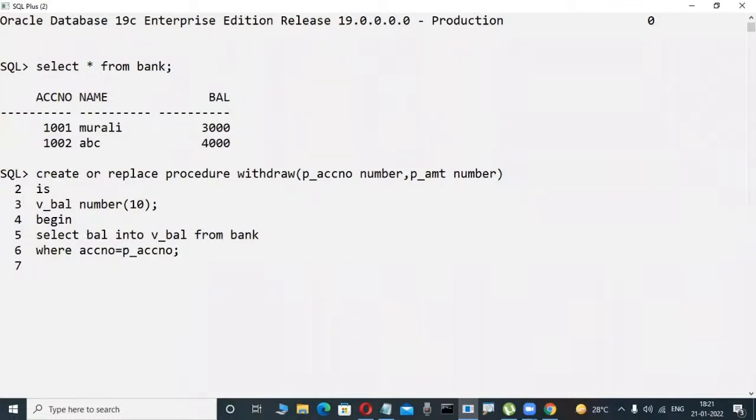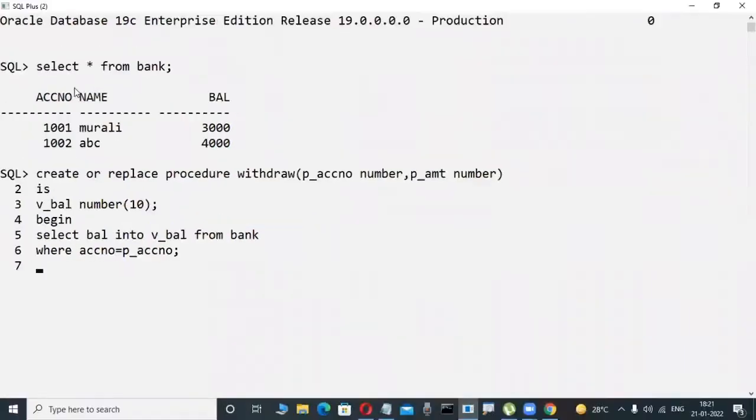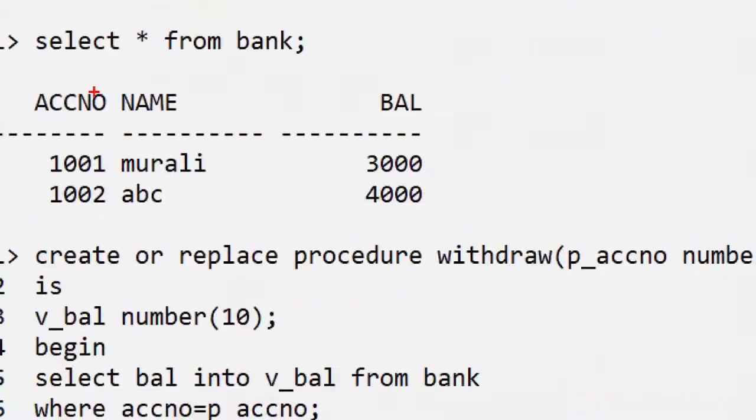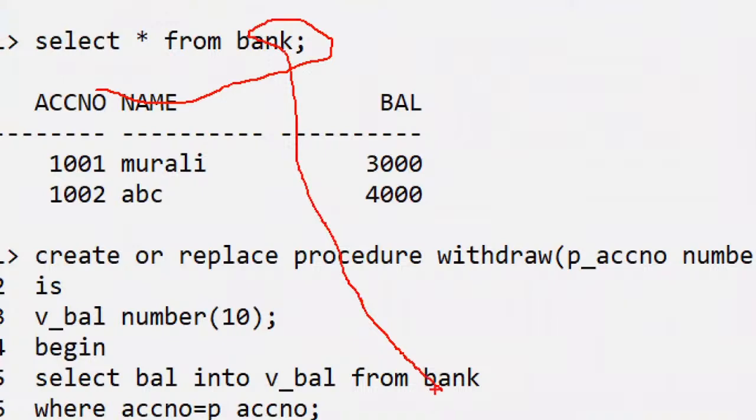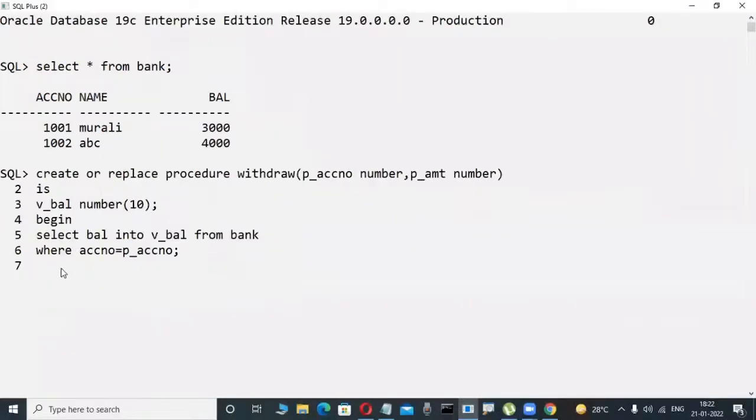Suppose bank is a table. This is a table format only, where your transactions are stored. This table I'm using in this PLSQL code. Here I'm checking the balance, only through the account number. Whenever I'm inserting an ATM card, I try to withdraw 9,000, as in the previous case. That is an amount only.